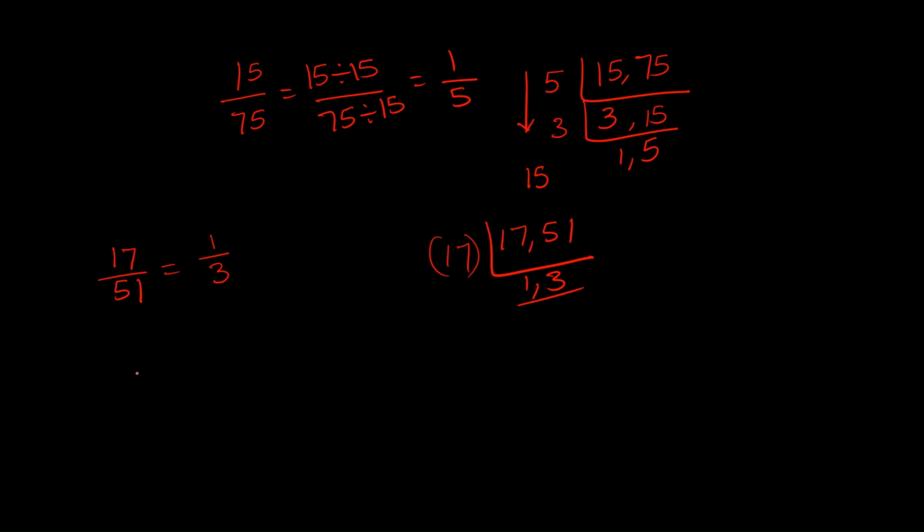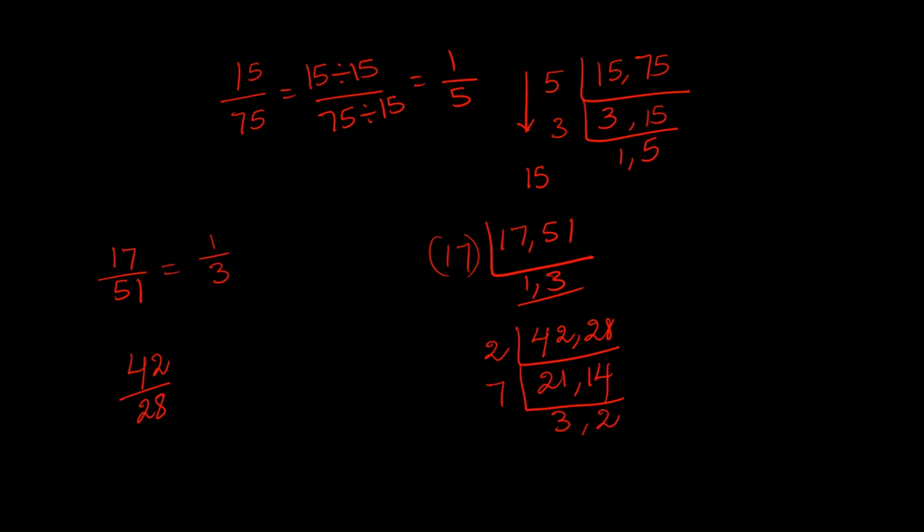Now consider another example, 42 upon 28. Again, HCF using the long division method. Take the two numbers, both are even, so we'll start with 2: 21, comma 14. Now we can see that these two numbers can be obtained in the seventh table. So 3 comma 2. These two are prime.